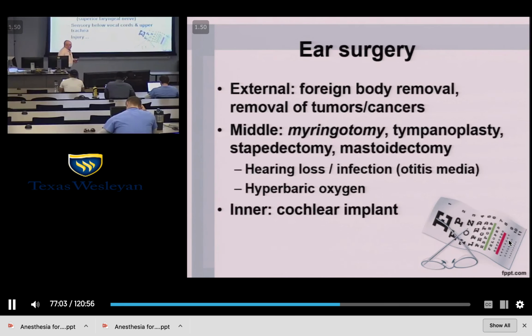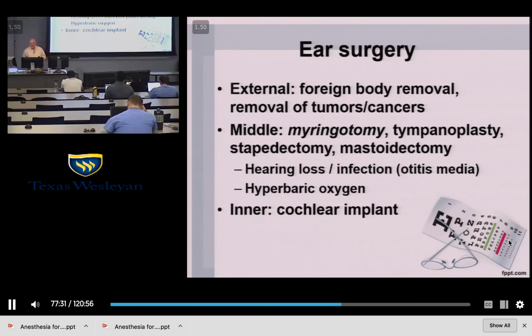So let's talk about ear surgery. You're going to find that children oftentimes have ear surgery for ear tubes, right? I've done multiple different things. I've done anesthesia for a barrette to come out of the ear or out of the nose. I've taken bugs out of the ear before, or done anesthesia for a bug to be removed. So foreign body or removal of tumors, cancers out of the ear, you name it.